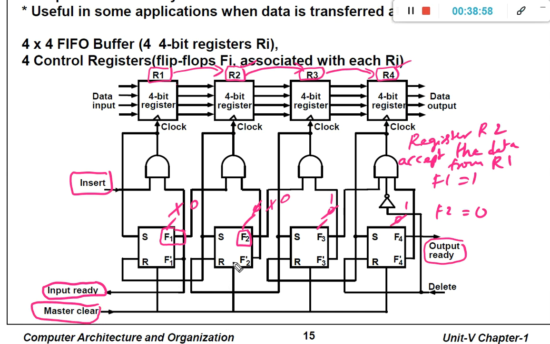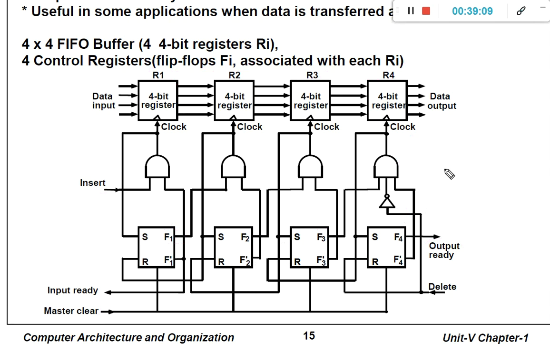The basic advantage of this 4 by 4 FIFO buffer, or FIFO buffer, is to reduce the speed imbalance between the two devices, as we discussed previously. In a computer system there are many devices performing data transmissions, but there is a speed imbalance between them. For example, transmitting data from keyboard to CPU: keyboard is very slow, CPU is very fast. From CPU to monitor, CPU is very fast, monitor is very slow. From CPU to main memory, CPU is very fast, memory is fast enough.